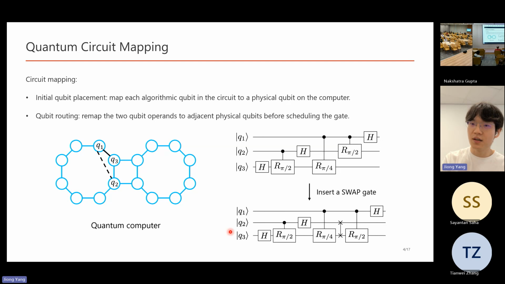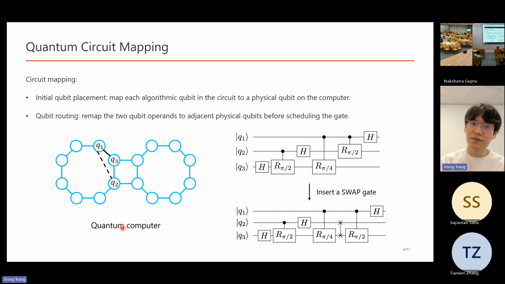For example, on the bottom right, we use 2 crosses connected by a vertical line to indicate a swap gate, and it exchanges the states between Q2 and Q3. The gate following the swap gate originally operates on Q1 and Q2. But after inserting a swap gate, it now operates on Q1 and Q3 because Q2 and Q3 exchange their states.